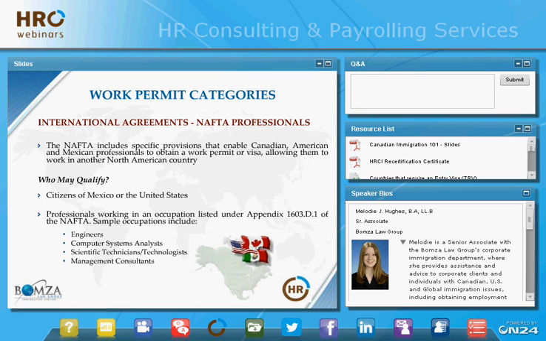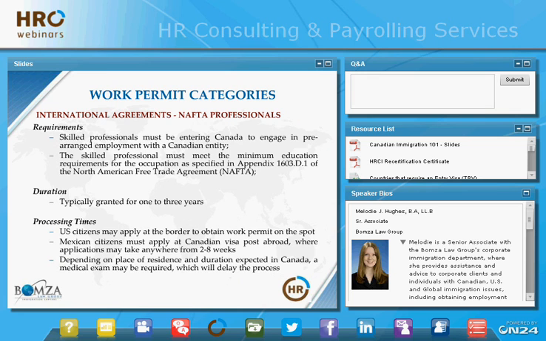Key criteria to qualify for this type of work permit: really, it's for skilled professionals who are entering Canada to provide prearranged professional services, either on behalf of their U.S. or Mexican employer to a Canadian company, or in direct employment with the Canadian entity. As mentioned, the skilled professional must be entering to work in a profession that's listed under the NAFTA. They also must meet minimum education requirements. For almost every single profession, that does mean a bachelor's degree in the related field.